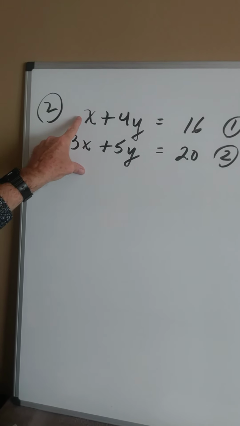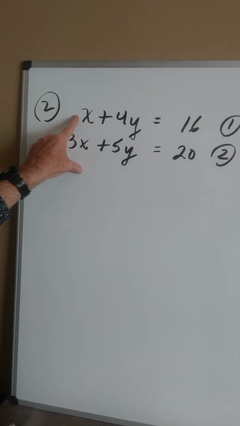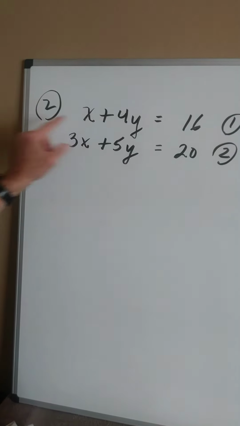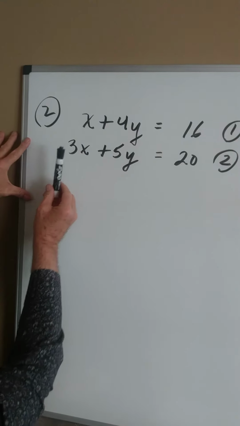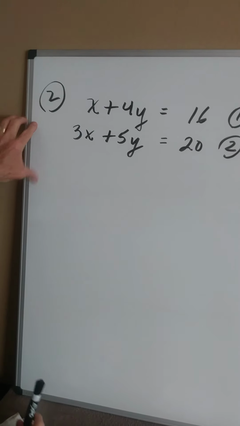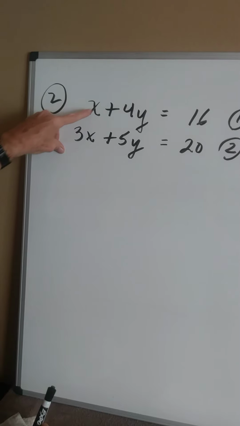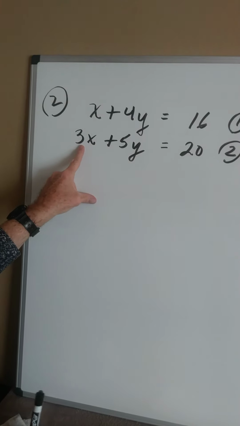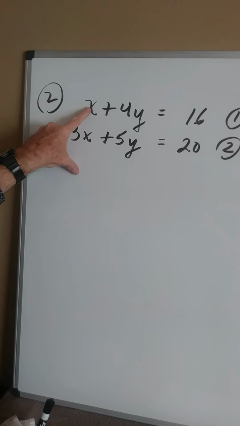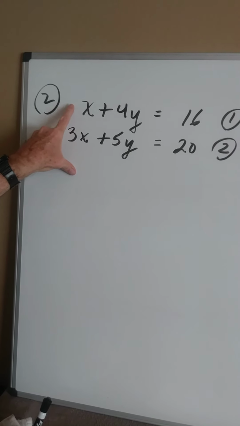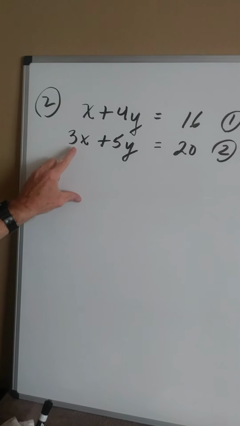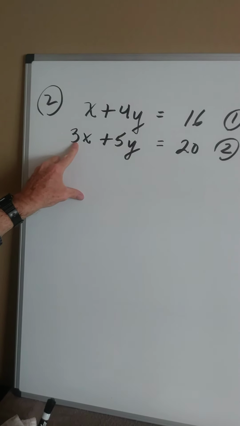We would just come up to equation number 1, and we would decide what we're going to multiply both sides by so that we get the following. We want to multiply this x term by some number so that its result will be the opposite of a positive 3x. If we were to multiply x by a negative 3, negative 3 times x would give us a negative 3x, and that would be the opposite of that positive 3x.